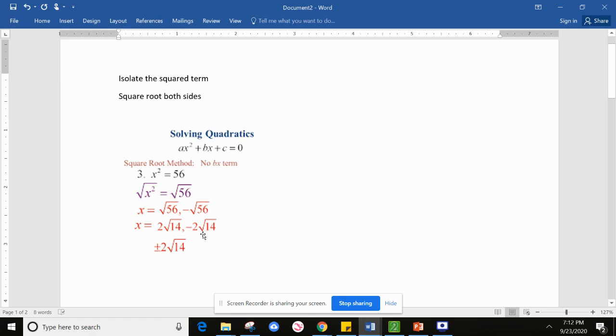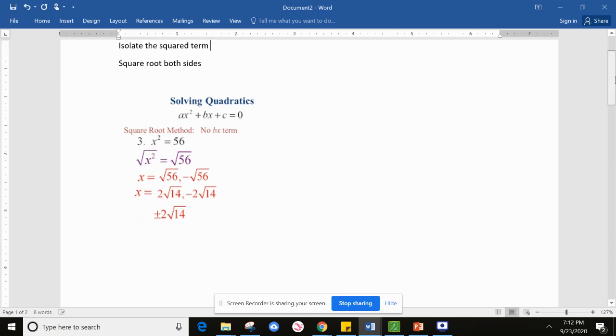Why does this question not have an i in the answer? There is no negative on the 56 when I take the square root. So we just have these two answers of positive 2 square root 14 and negative 2 square root 14.